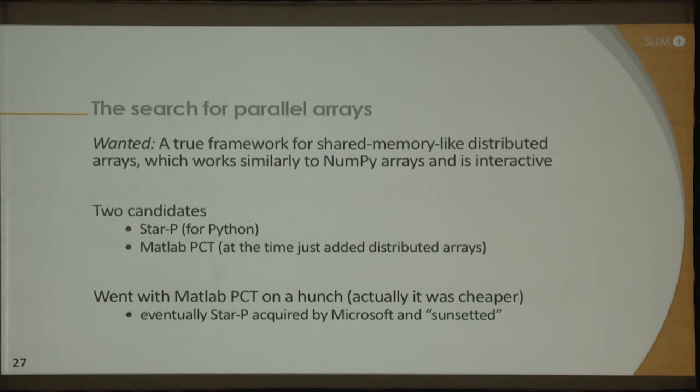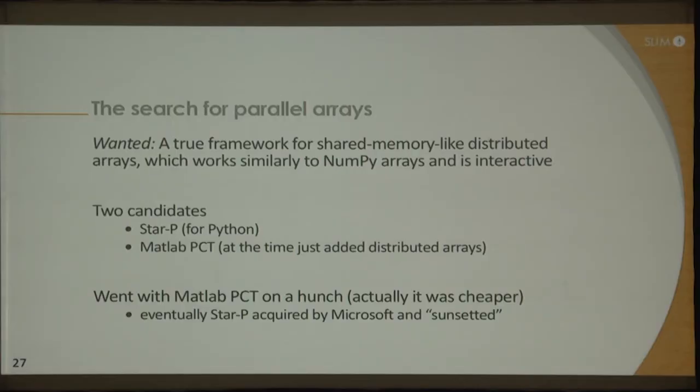So what we wanted to do was to look for something that has native support for parallel arrays. Because at the time, we were doing a lot of multilinear transforms, and we work on very, very large data, and we just needed something that basically recognizes a distributed array as a distributed array. Basically something that looks like a shared memory computer, okay? So there are two candidates. For Python, there was something called StarP, and MATLAB itself just added support for distributed arrays.